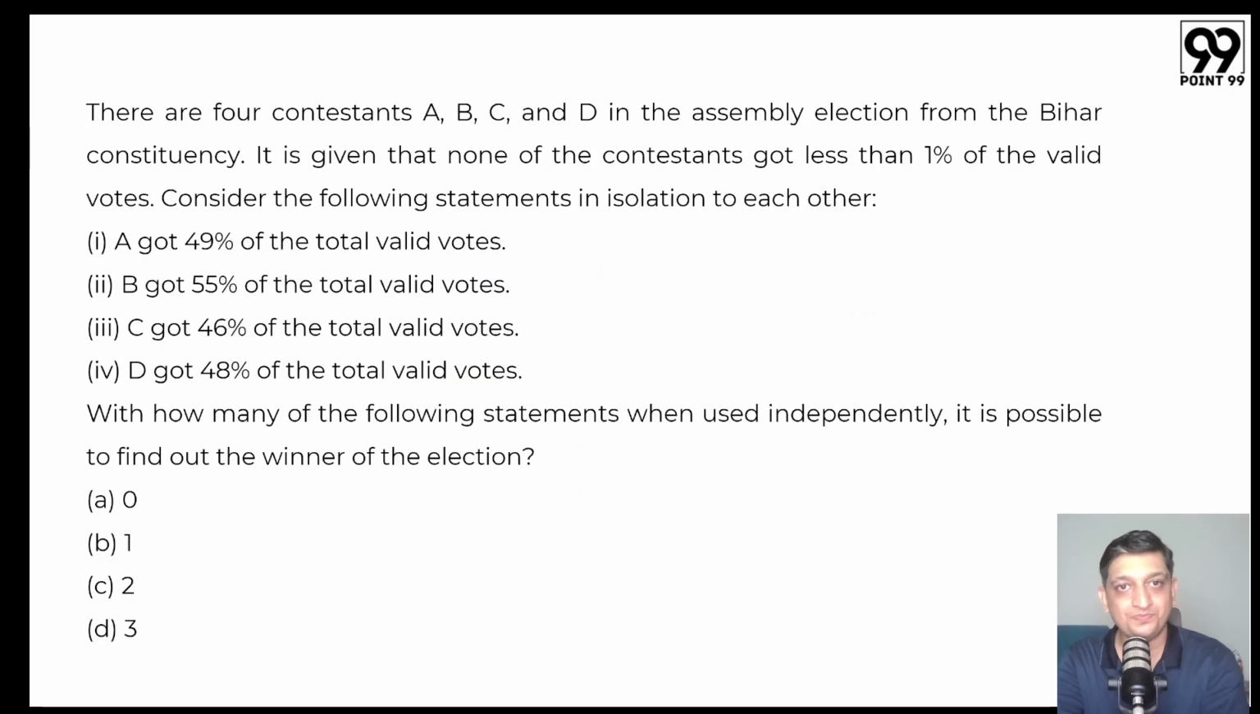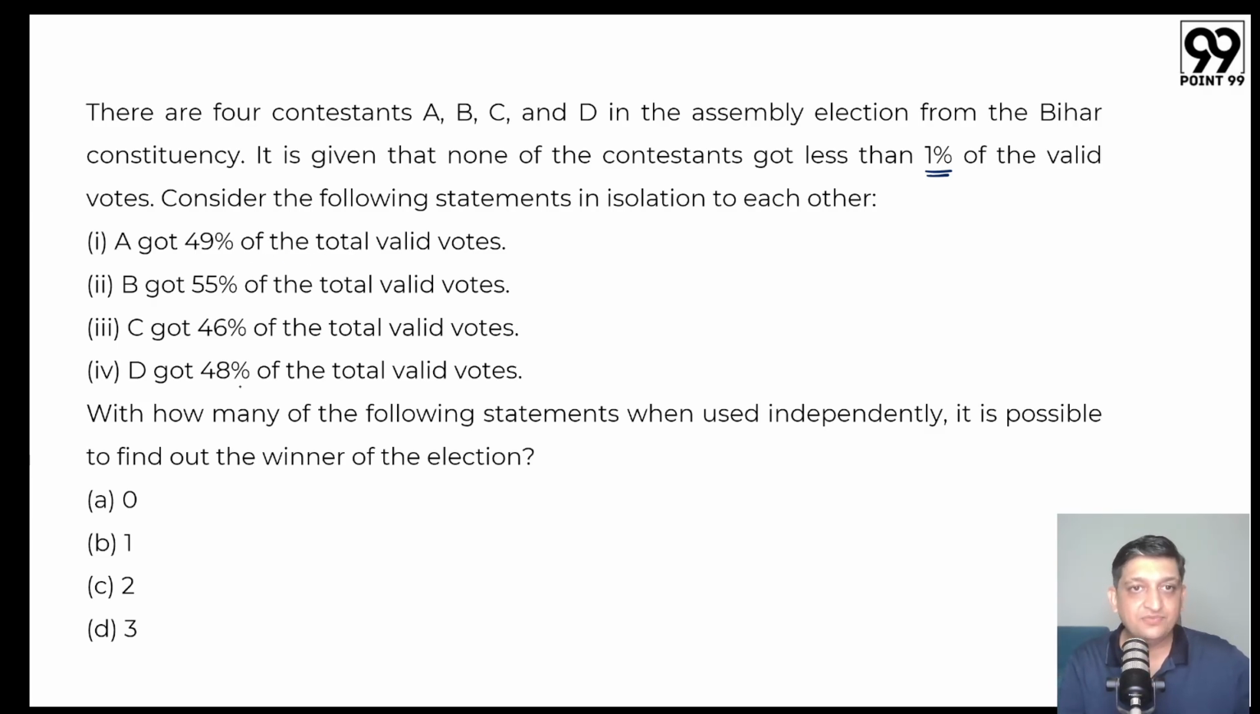for this question. In this question, again, there is a lot of interesting information that is present. So do have a look at it. Again, this is not something for which you will have to sit and calculate a lot of stuff. You just have to figure out what exactly has been asked and what can be done with the information that has been provided. So there are 4 contestants, A, B, C, and D in the assembly election from the Bihar constituency. It is given that none of the contestants got less than 1% of the valid votes. So everybody got at least 1% of the valid votes.